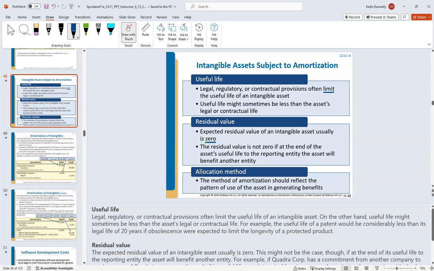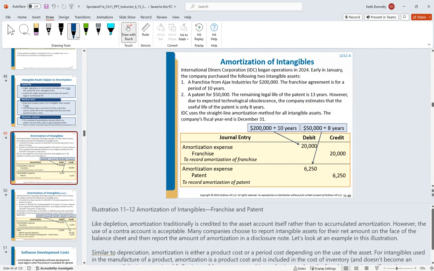Residual value typically is going to be 0. And then the allocation method: the upshot of all of this, the inputs would be given to you. When we're talking about amortization, typically this is going to be straight line. Looks like we have an example here. They bought a franchise. There was a franchise agreement they paid $200,000 for 10 years. Here's year one: 200,000 divided by 10, 20,000.